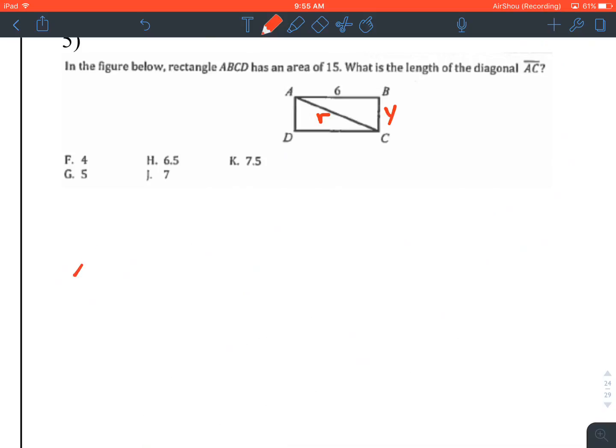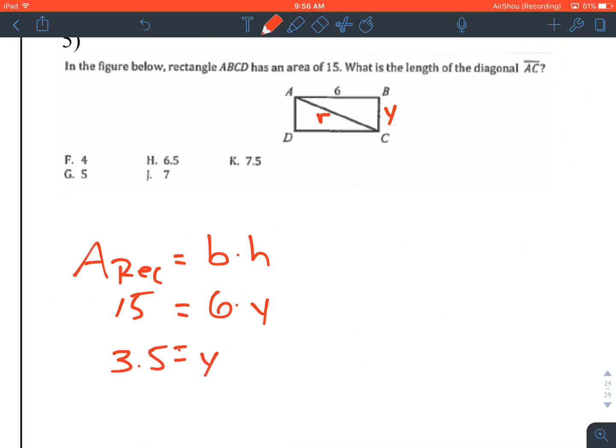So, area of a rectangle is base times height. Base, we'll say, is 6. Our height, we don't know. We do know our area, it's 15. If you divide both sides by 6, you're going to get y is 3.5. Scratch that, 2.5. Alright, so we know that y is 2.5.